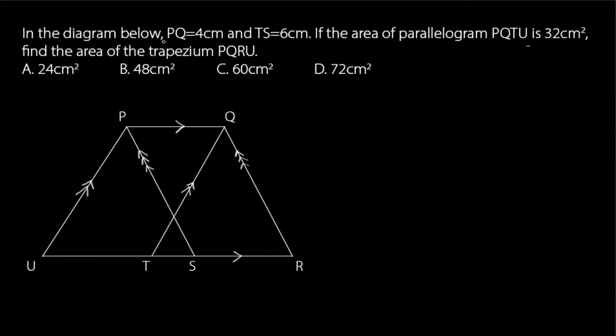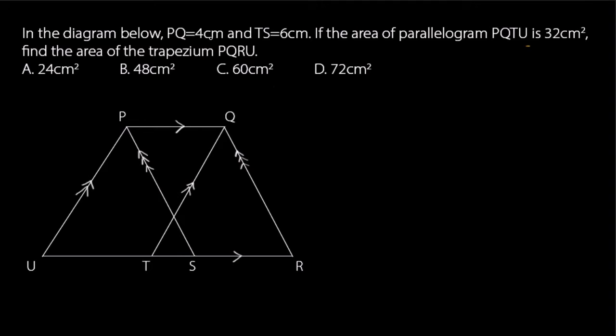In the diagram below, PQ is 4 cm and TS is 6 cm. If the area of parallelogram PQTU is 32 cm square, find the area of trapezium PQRU, and you're given these options. So let's go over that again.